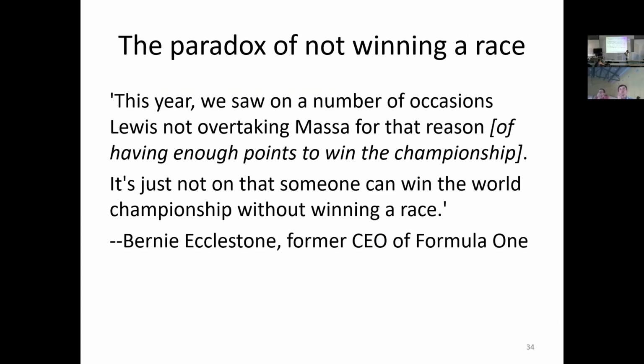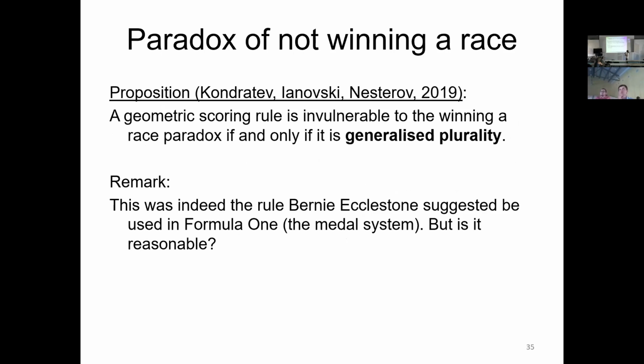Bernie Ecclestone, the former CEO of Formula One, was very outspoken on this issue, and he suggested that in order to avoid that, Formula One should use the medal system, so generalized plurality, to choose the winners. And we show that in some sense he was right. The only geometric scoring rule which avoids this paradox of the winner not winning once is generalized plurality. So if you accept Ecclestone's argument, the quest for a scoring rule is finished. This is the only way to score sports.